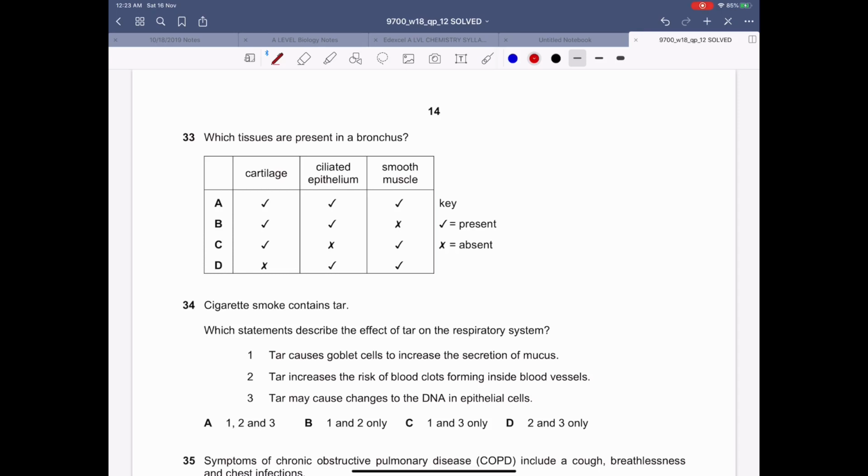33. Which tissues are present in a bronchus? So, alright. In a bronchus, cartilage will be present, ciliated epithelium will be present, and smooth muscle will also be present. So option A.